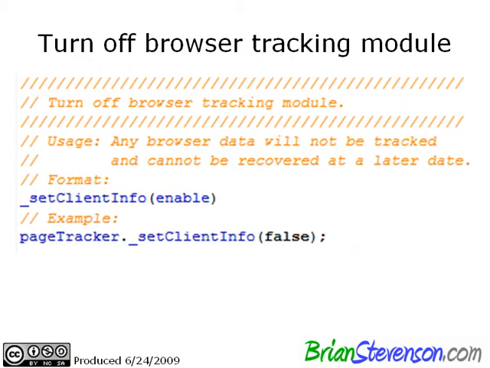Another feature you can do is turn off the browser tracking module. Now I'm not sure why anybody would want to use this one. I haven't really come up with a practical reason why, but the browser tracking module is what tracks all of the browser data. That would be whether or not it's Internet Explorer and what version, and other bits and pieces that might tell you a little bit about the software that they're running on their machine. And so if you don't want to collect that information, you can use the _set_client_info function and just pass in a false. It's a Boolean value, so it's either true or false, and it defaults to true. But you can set it to false if you don't want to collect that browser information.